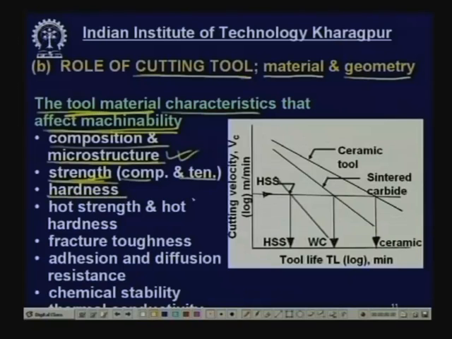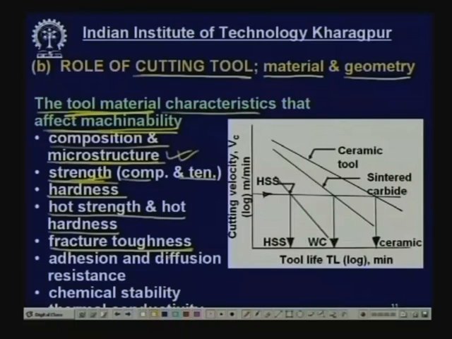Hardness: the tool should be very hard, it should not wear out by abrasion very quickly, otherwise tool life will fall and machinability will fall. Now, hot strength and hot hardness: the tool material should not only be strong and hard at ambient temperature, it should retain its strength and hardness at high cutting temperature, only then will it be able to successfully machine the particular material.